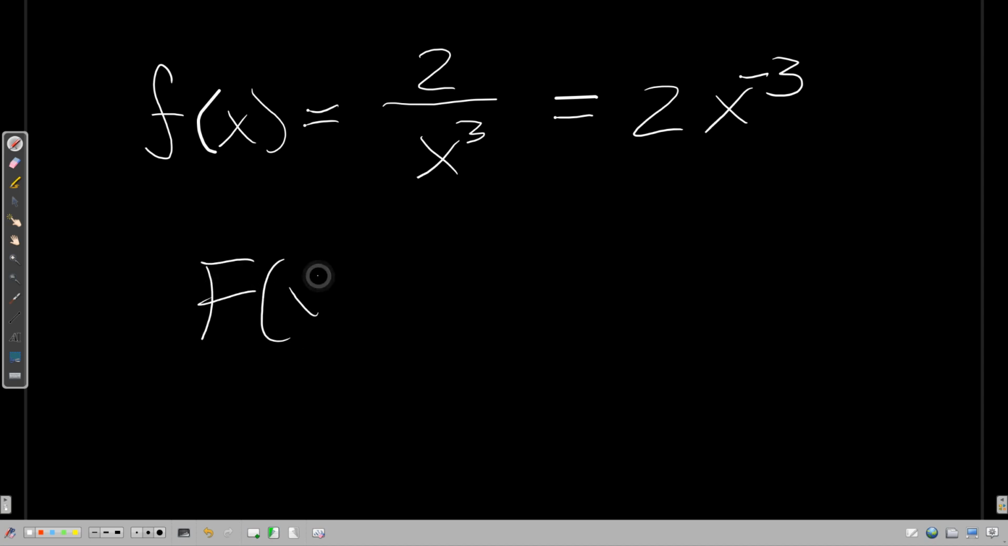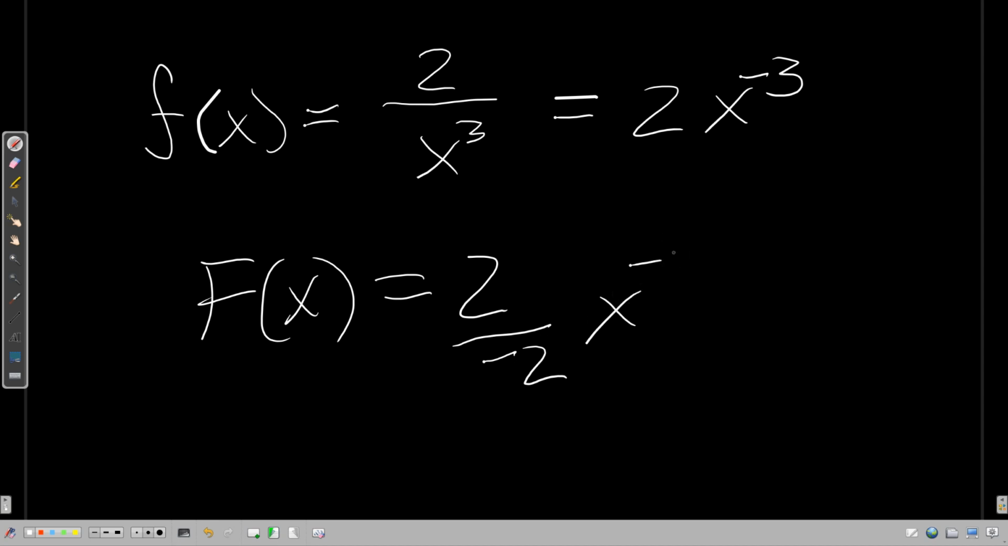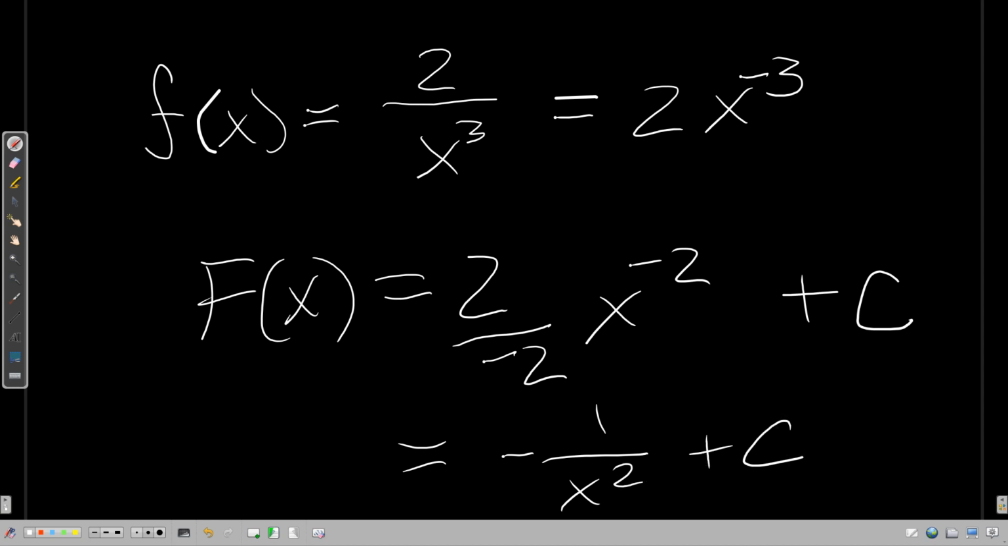The antiderivative of little f should be labeled capital F, and if you can add 1 to a minus 3, you can find the antiderivative. Minus 3 plus 1 is minus 2, so this would be divided by minus 2, x to the minus 2, and then of course it is plus a constant, and we get minus 1 over x squared plus a constant. All right.